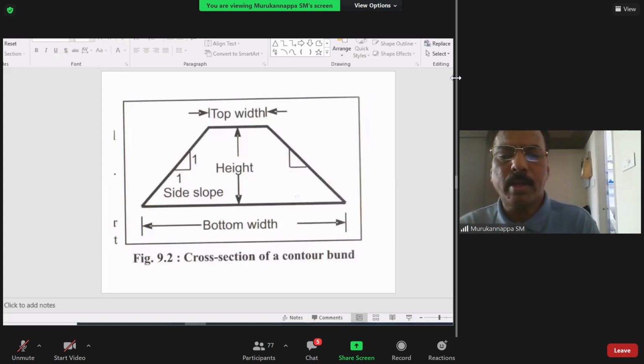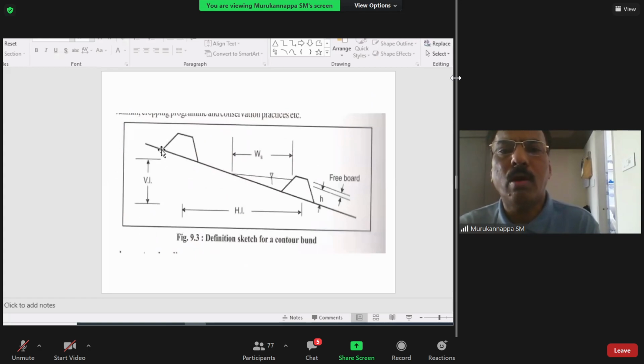What is the size of a contour bund? You have to tell that the size of the contour bund is nothing but the cross section of the contour bund. This comprises bottom width, top width, height, and also the side slope of the bund. Is it clear? Make a chart please if you have any doubt.